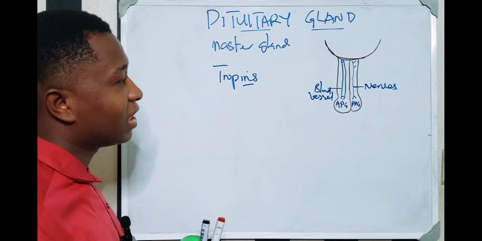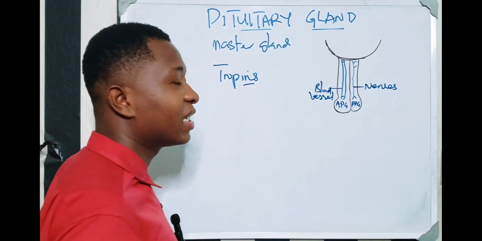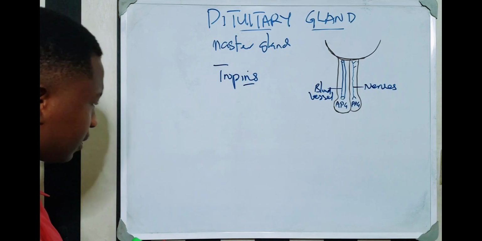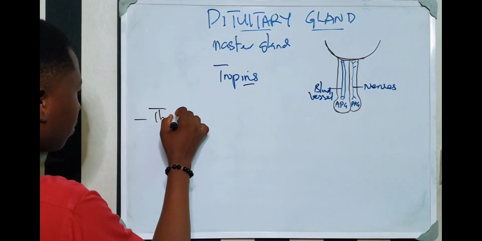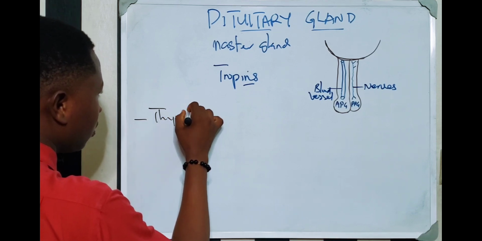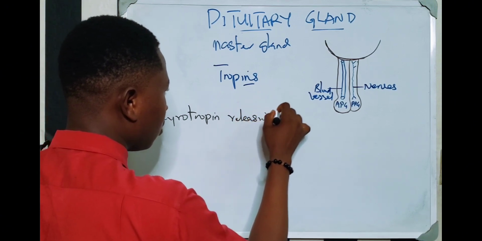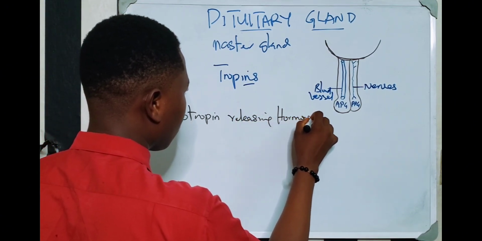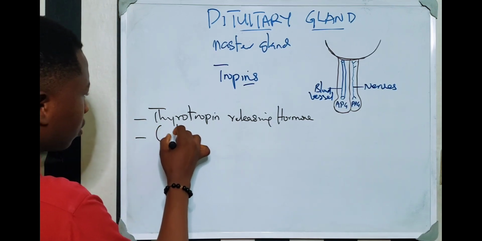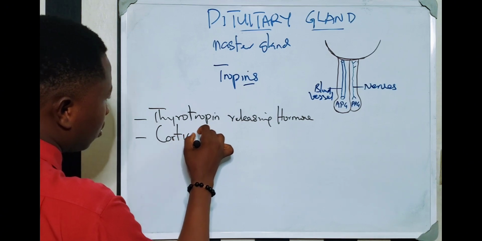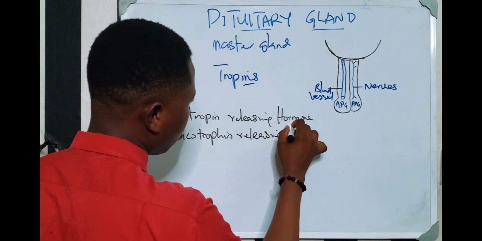All right, so let's look at the secretions of the pituitary gland. The anterior part of the pituitary gland secretes hormones such as thyrotropin releasing hormone. It also secretes the corticotropic hormone, the corticotropin releasing hormone.